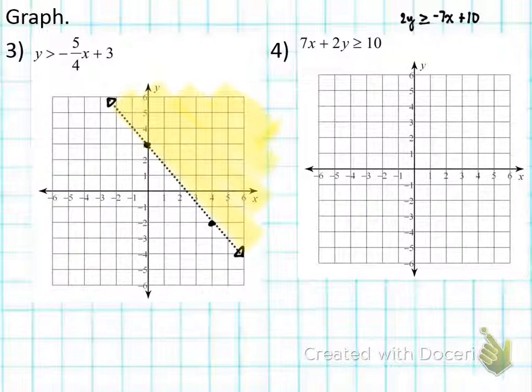Next thing, what would we do? Divide by 2. Okay, so am I dividing by positive 2 or negative 2? Good. So do I need to flip my inequality sign? I am dividing, but am I dividing by a negative though? Does that make sense? We're not flipping this time because we're dividing by a positive 2. So y is greater than or equal to negative 7 halves x, positive 10 divided by 2 is positive 5.